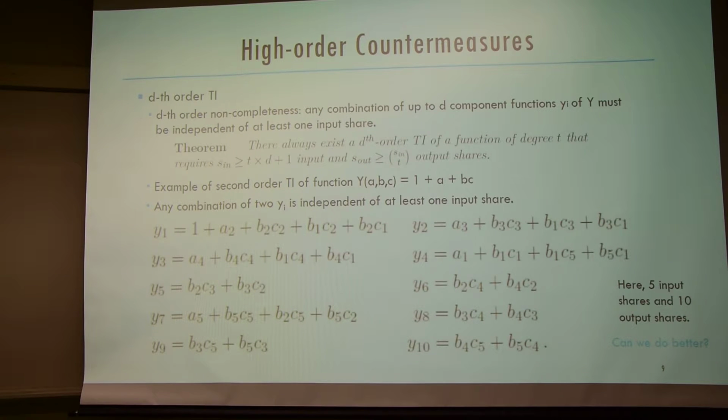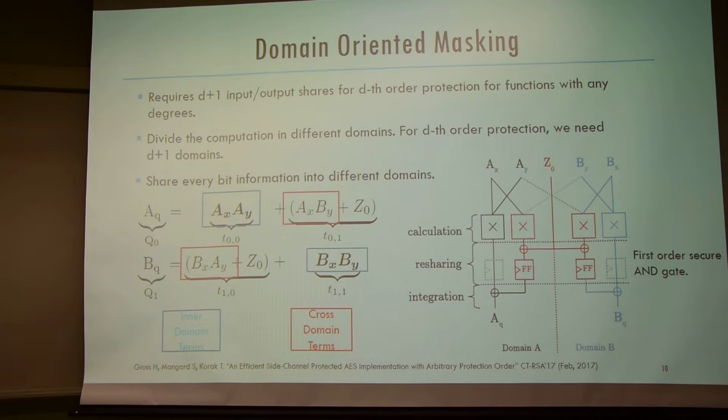So the problem is, can we do better here? Because in order to protect against the second order attack, we need so many shares. That's not very efficient, right? So can we do better? So for this, domain-oriented masking is another technique which was published last month. So this is state of the art. It requires D+1 input-output shares for disorder protection for functions with any degree. So the degree doesn't matter anymore.